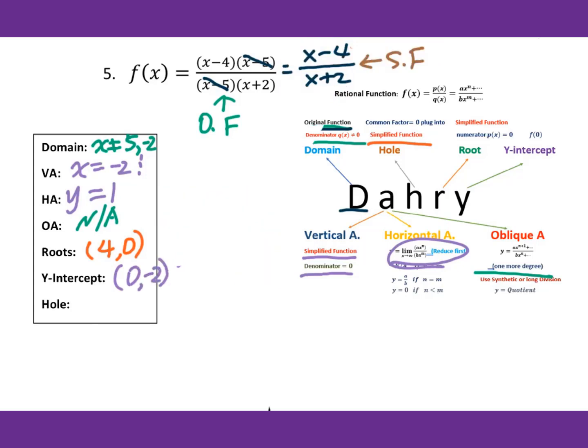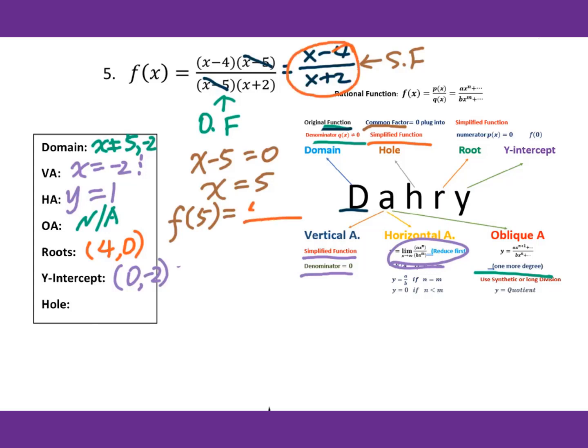For the hole of a rational function, the common factor is the keyword. We do have a common factor, that's x minus 5. We set this equal to 0, so x equals 5. Then we plug 5 into the simplified rational function: 5 minus 4, over 5 plus 2. So you get 1 over 7. (5, 1/7) will be the hole of this rational function.